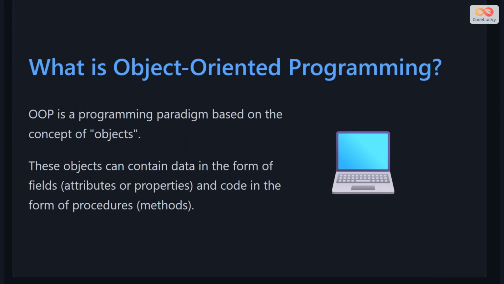So, what exactly is object-oriented programming? Think of it as a way of organizing your code to model real-world things. In OOP, we create objects that contain both data, like a person's name or age, and functions, like the ability to walk or talk. This makes our code more structured and easier to understand.